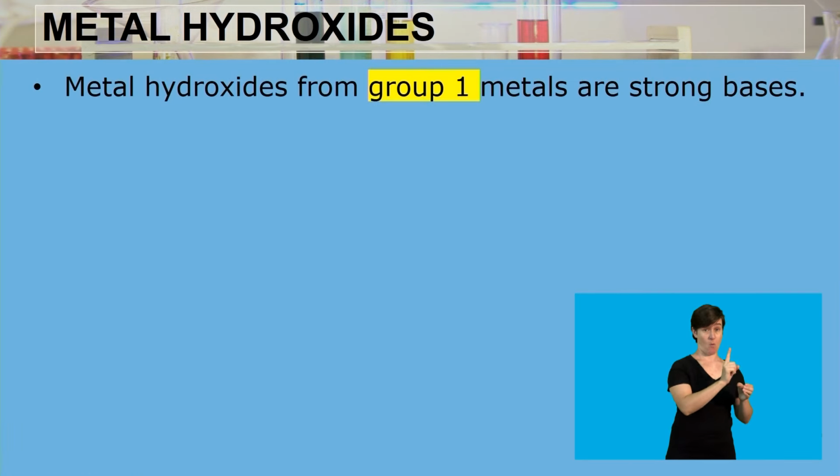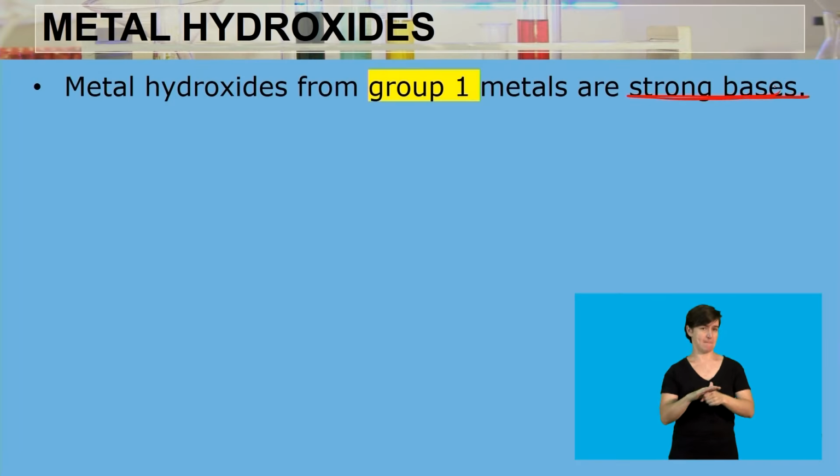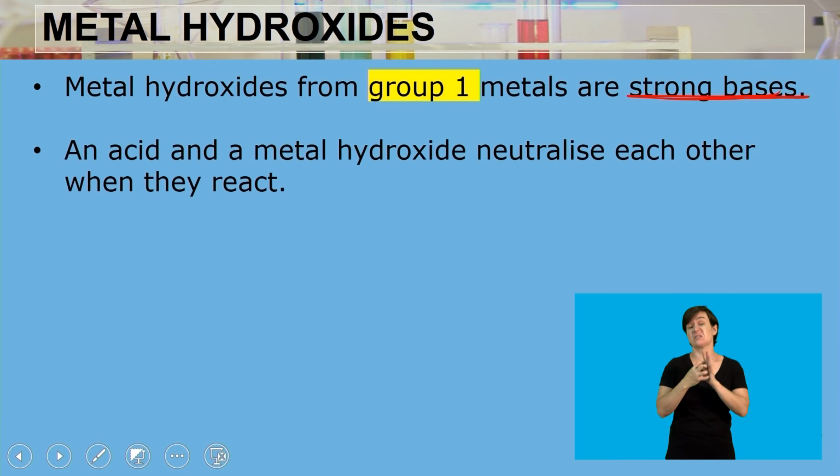So furthermore, about the metal hydroxides. Metal hydroxides from group 1 metals are strong bases. So whenever we use any metal from the group 1 elements, those are going to form strong bases. That means their pH is way above 7. It's closer towards 14. We can even, for instance, look at another example, sodium hydroxide. We know that sodium hydroxide is a very strong base. So its pH is closer to 14.